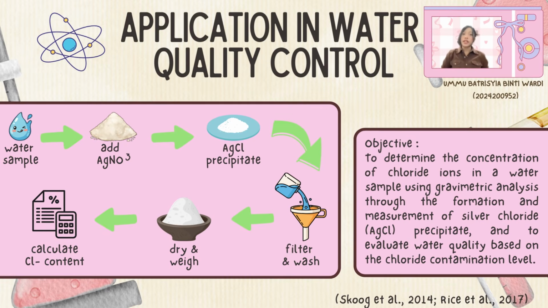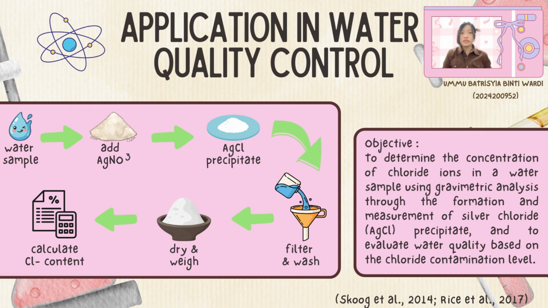Let's look at a real-world application of this principle, water quality control. Our objective here is to determine the concentration of chloride ion in a water sample through the formation and measurement of a silver chloride precipitate. This helps us evaluate water quality based on the chloride contamination level.